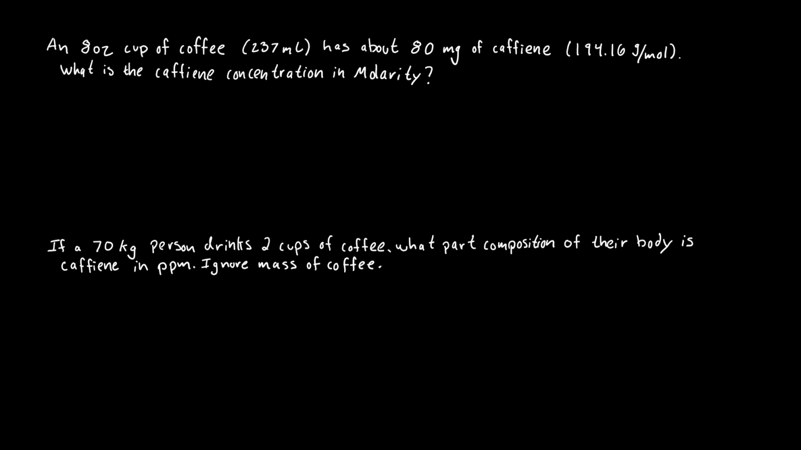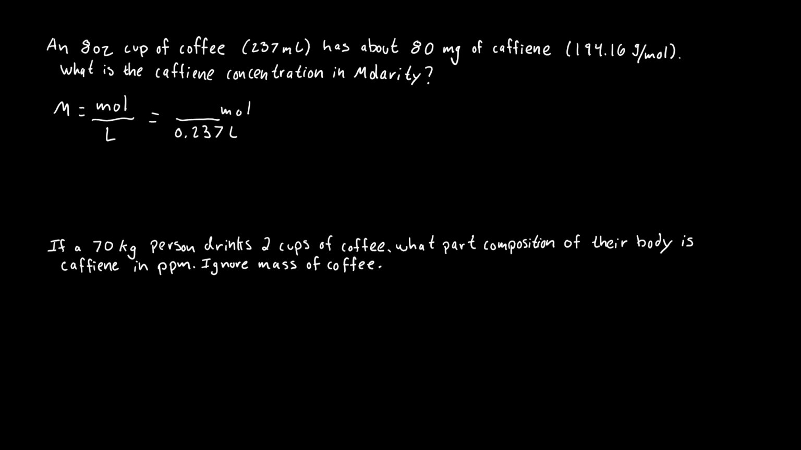For this last example, we'll do a bit of a more fun application. So we're given an 8-ounce cup of coffee, which is 237 milliliters, and told it has 80 milligrams of caffeine. Find the caffeine concentration in molarity. So to find molarity, we need, again, the moles of the solute and the total liters. So a cup of coffee is 237 milliliters, and like before, we can divide that by 1,000 to get the liters. So we'll have the moles of caffeine divided by 0.237 liters of coffee.